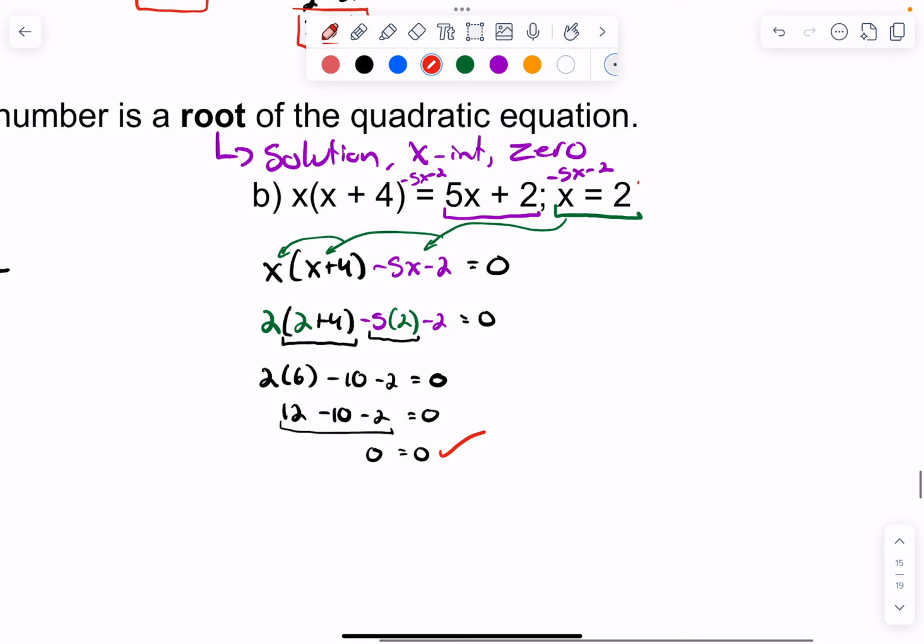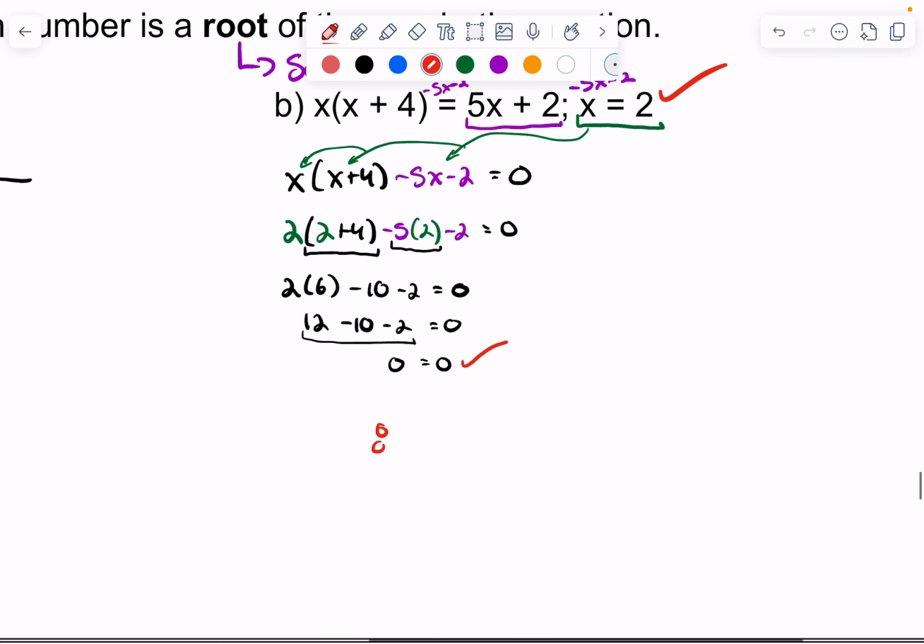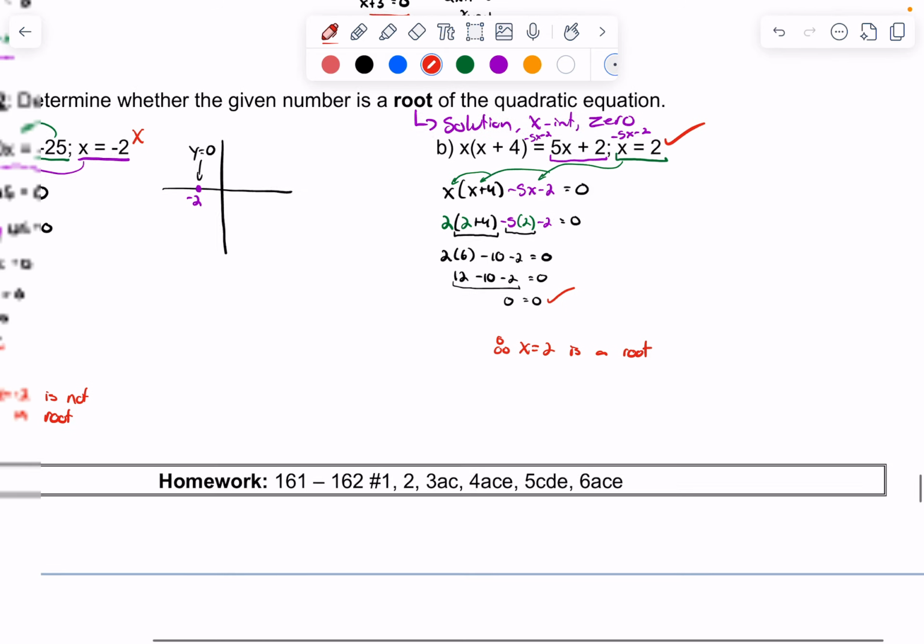X equals 2 is a root. It is a solution. So therefore, x equals 2 is a root. I'm going to call it a root because the question is using the word root, right? And that's all for now. So pretty short lesson today.